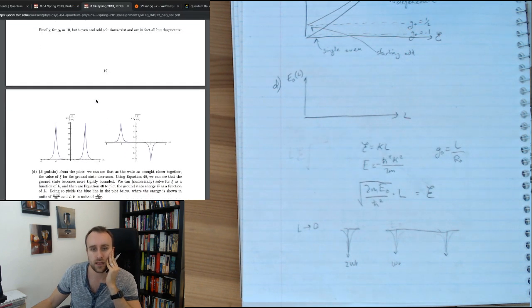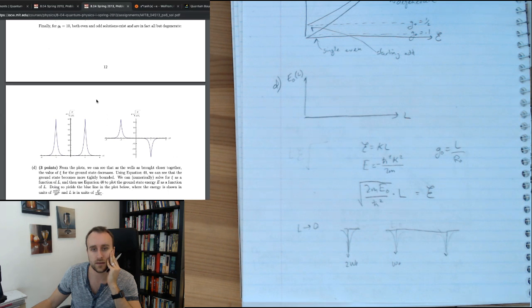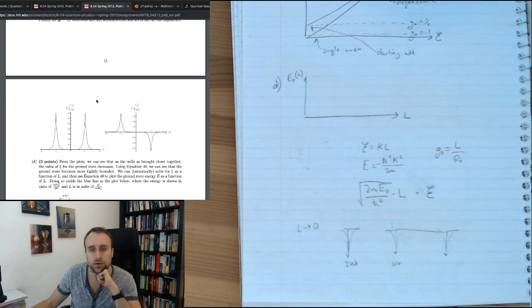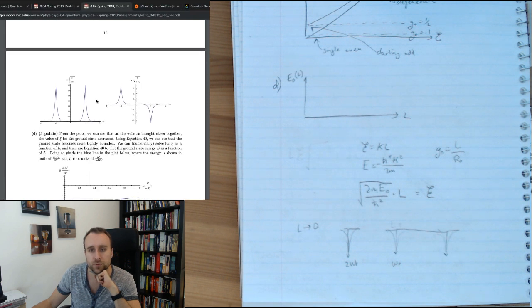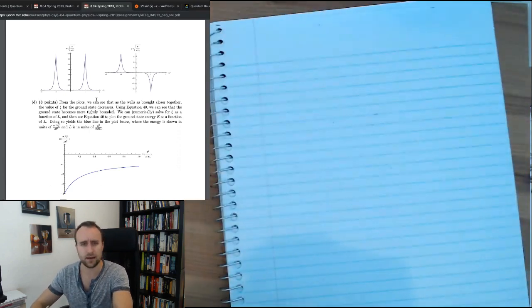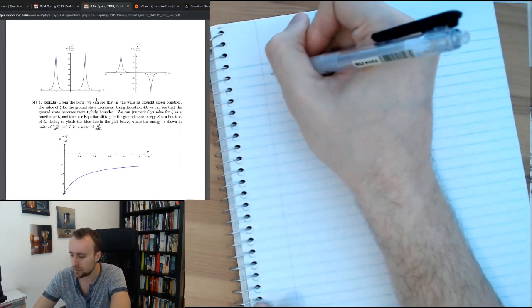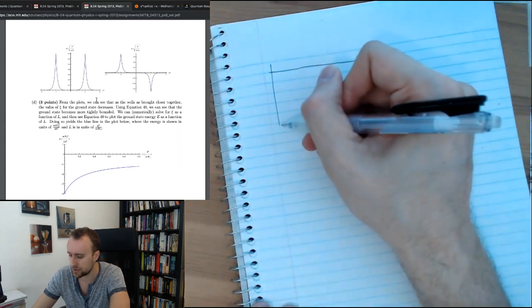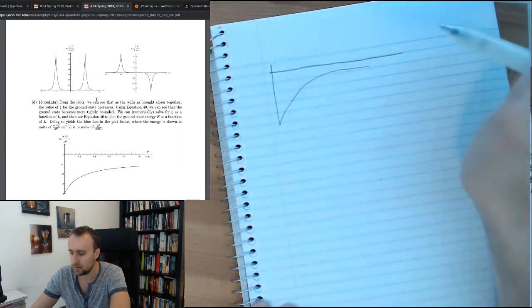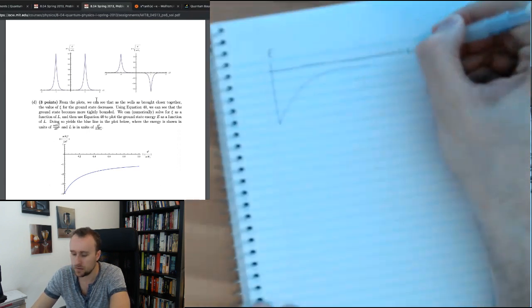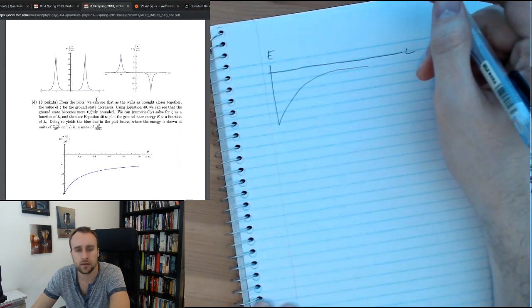From the plots, we can see as the wells are brought close together, the value of E for the ground state decreases. We can see that the ground state becomes more tightly bound. We can numerically solve for E as a function of L, and then use equation 4 to plot the ground state energy. So I don't have Mathematica. I'm not quite sure how to do this algebraic thing that they're doing, which is something they're expected to know, which I don't. But I'm going to just ignore that because it's not really what I was going after. So this is E and L, and this is our plot, roughly.